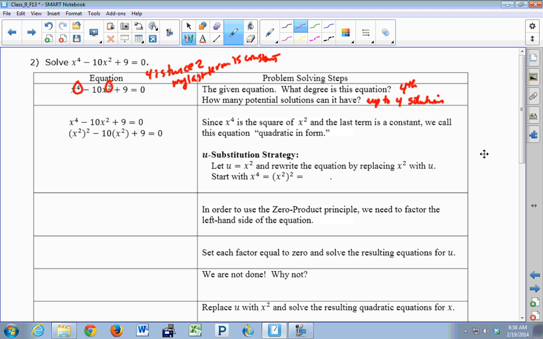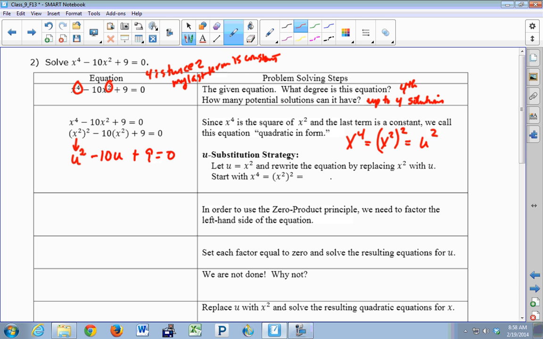So if I let u equal x squared, then my first term is going to look like this. x to the 4th will be u squared, because x to the 4th is x squared squared, and I'm calling u x squared. So all I'm doing is substituting u for x squared. So my next term would be minus 10u plus 9 equals 0.